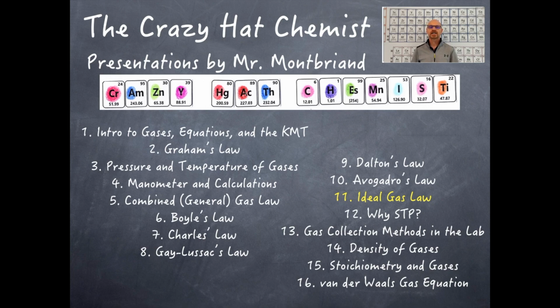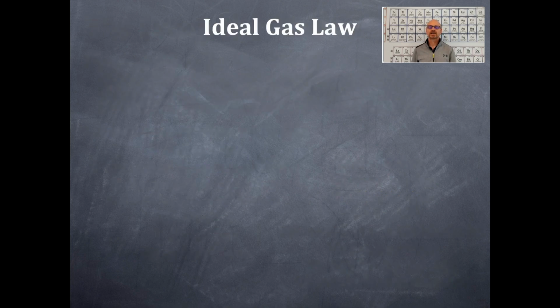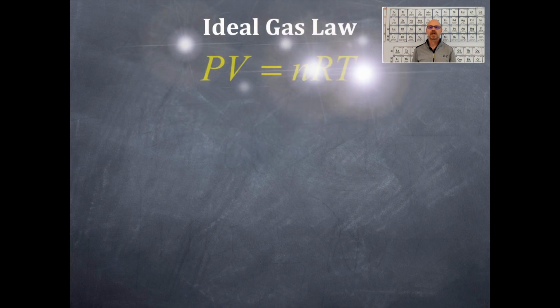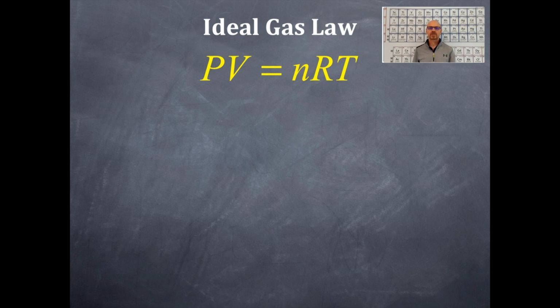Today we're going to be doing the ideal gas law. So let's get moving. Here is the ideal gas law. It's PV equals nRT. P is for pressure, V is for volume, n is for the amount of gas, R is the gas constant, and T is the temperature.